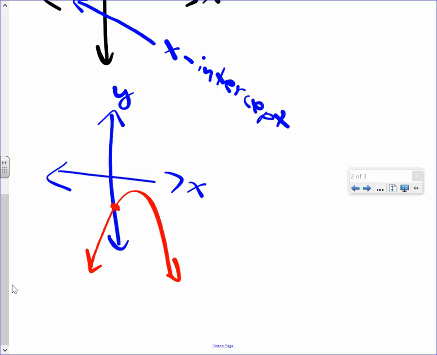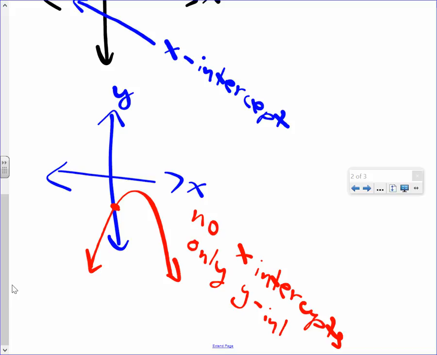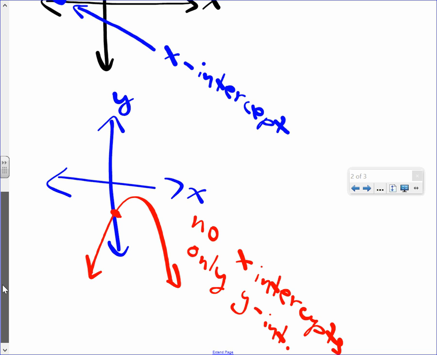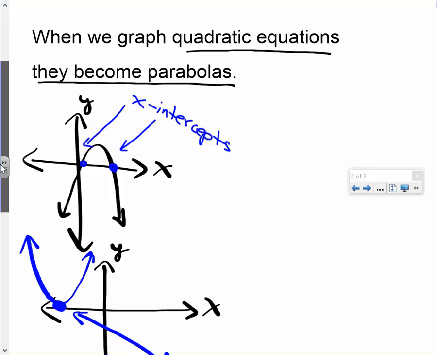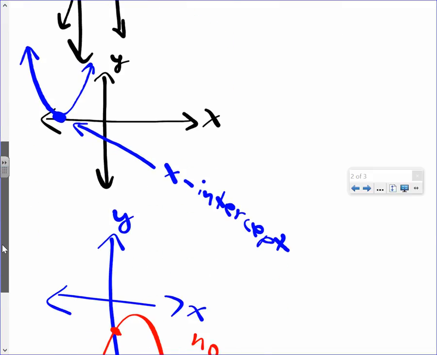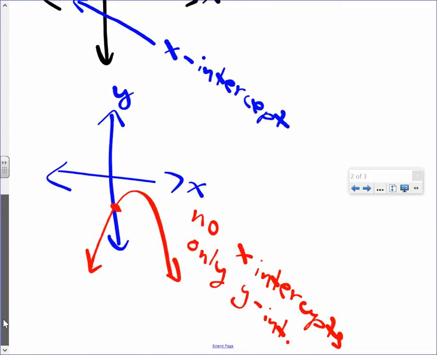So go ahead and write no x-intercepts. Only a y-intercept. Look, there's a y-intercept. It crossed the y-axis once, but it didn't cross the x-axis. Okay, so there's three cases. A parabola crossing the x-axis twice, a parabola crossing the x-axis once, or not crossing it at all.